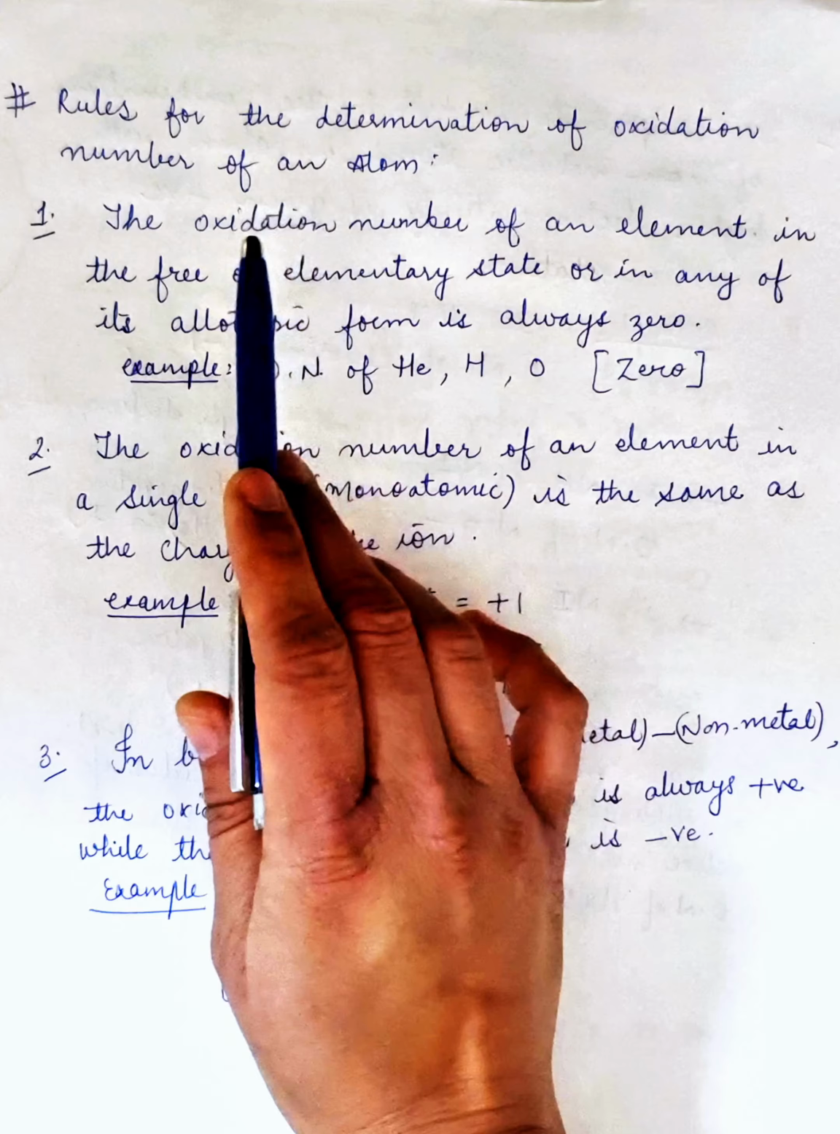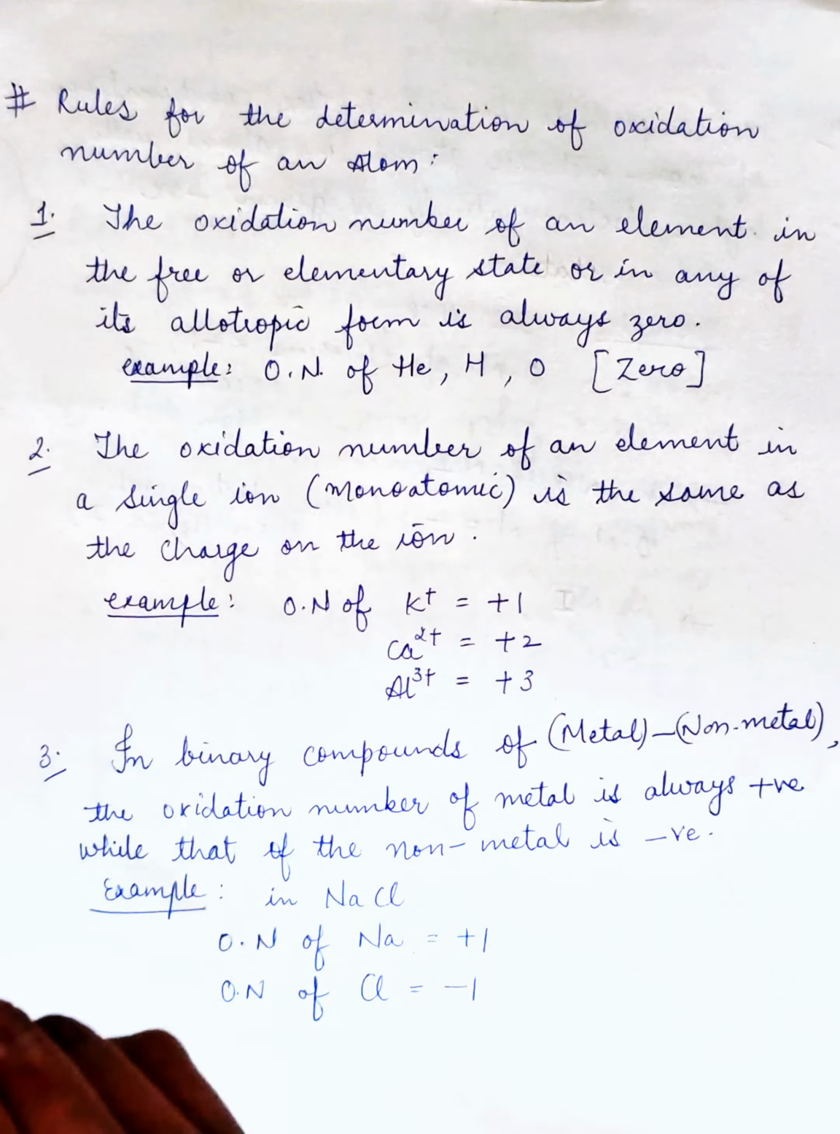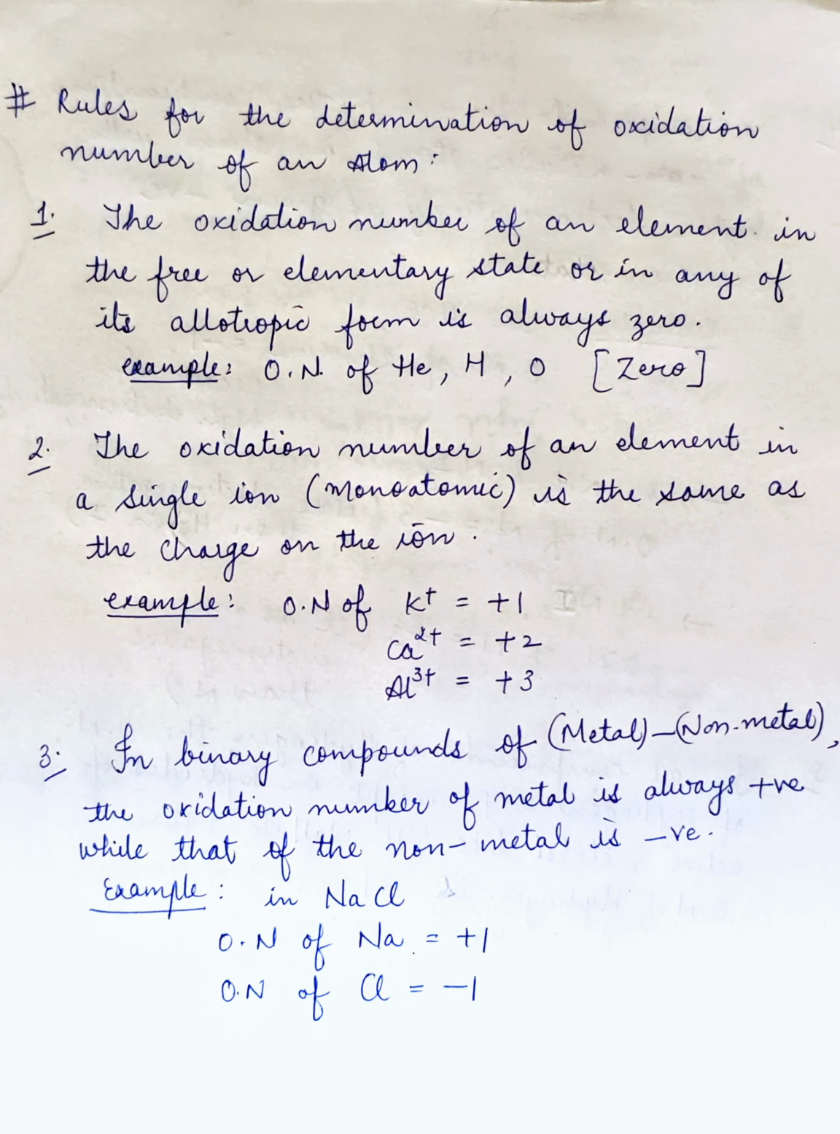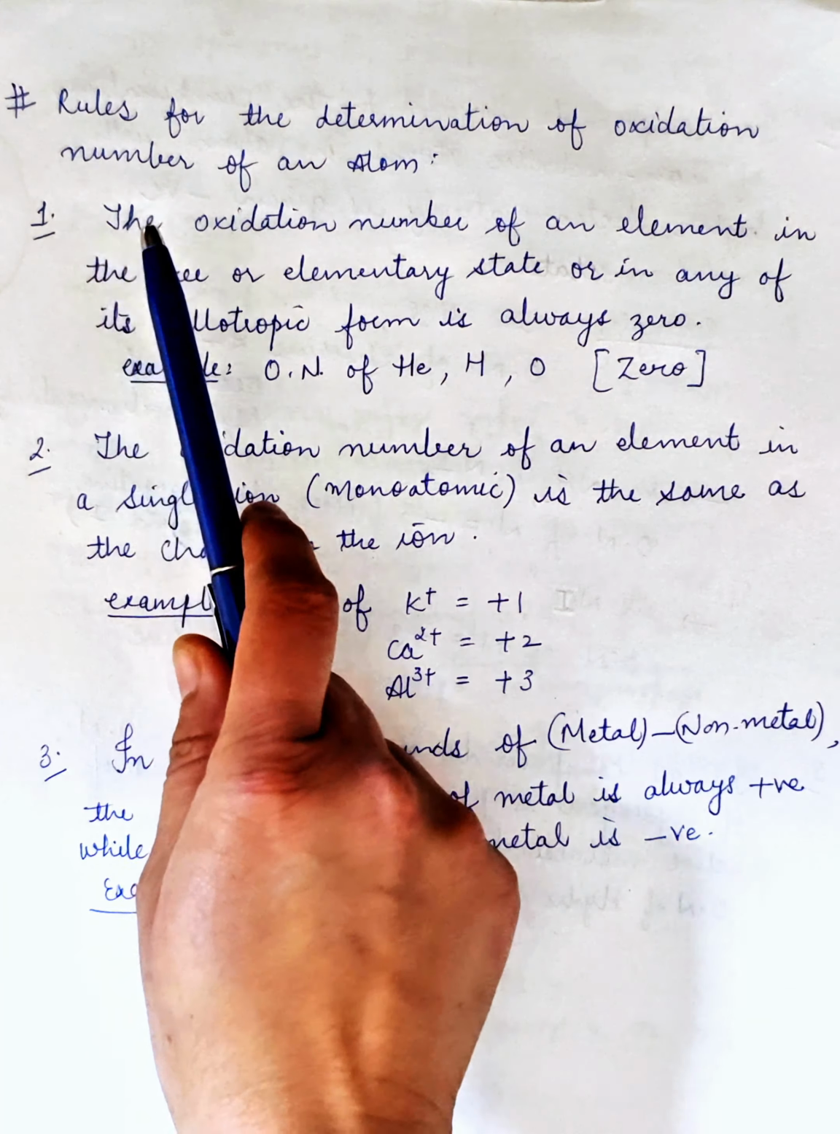Hello students, in today's video we will discuss some rules for the determination of oxidation number of an atom in a molecule, or in other words, to calculate the oxidation number of an element in a compound. The first rule says the oxidation number of an element in the free or elementary state, or in any of its allotropic forms, is always taken as 0.